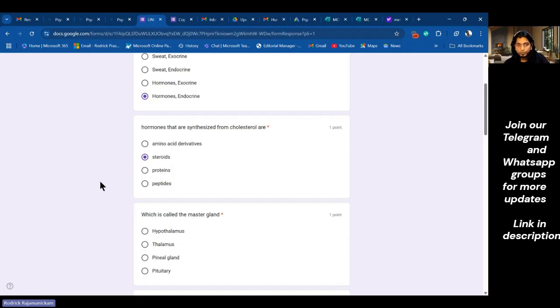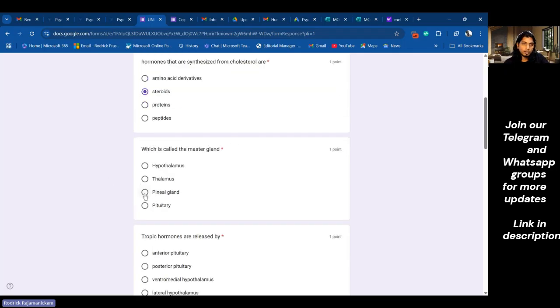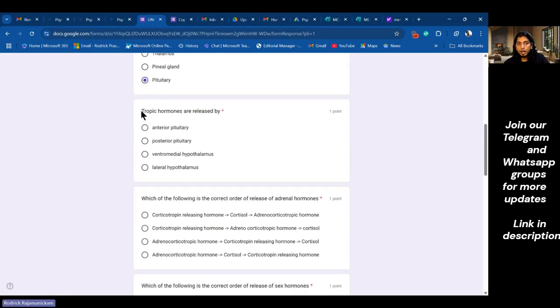So that can be a hint also. Which is the master gland? The pituitary gland is the master gland, but the pituitary is in fact controlled by the hypothalamus too. So it may not actually be the master gland, but we do have the pituitary as the master gland. Tropic hormones are released by the anterior pituitary. The pituitary is in two parts, anterior and posterior. The posterior pituitary releases vasopressin and oxytocin, which have other functions. The anterior pituitary involves tropic hormones, which go and trigger a particular hormone in the target site.